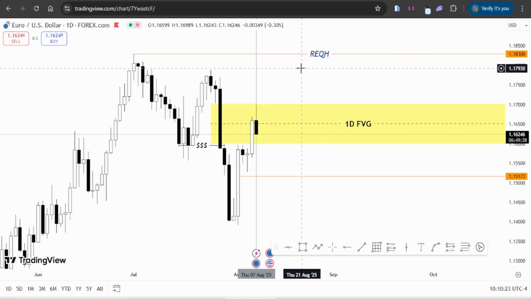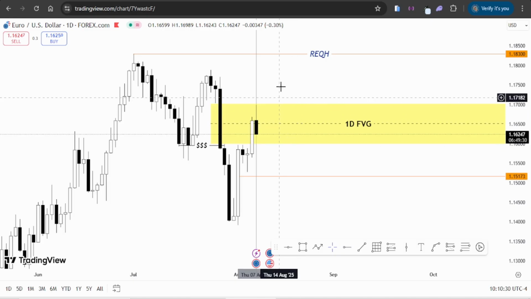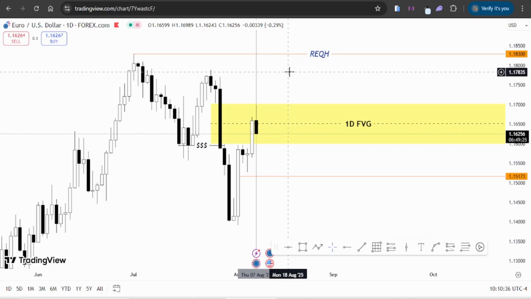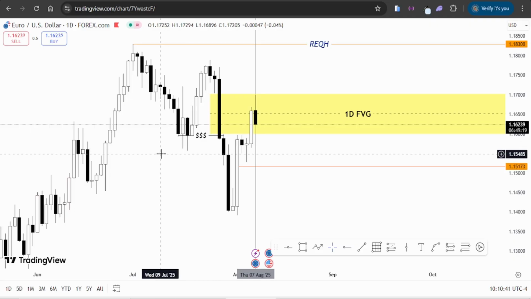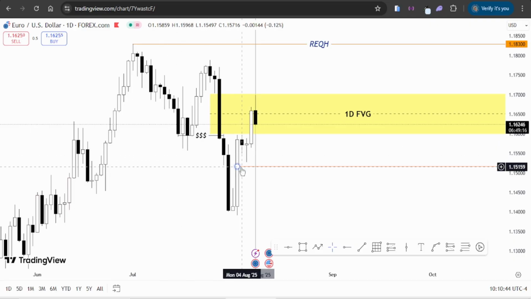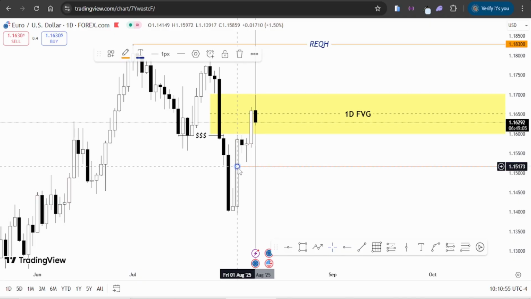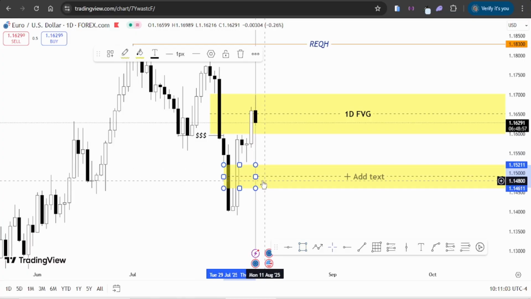That is what this REQH represents. I want to believe that price is still going to gravitate to that point on the daily, and being that there has been a sweep of liquidity here, I can see a fair value gap right here that was actually invalidated here. So let me take this one off and mark out this fair value gap that's become an inversion.